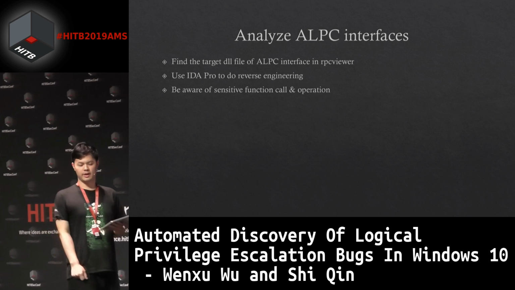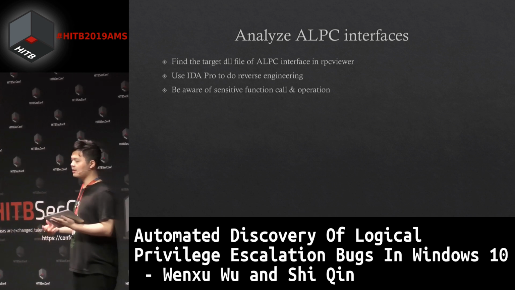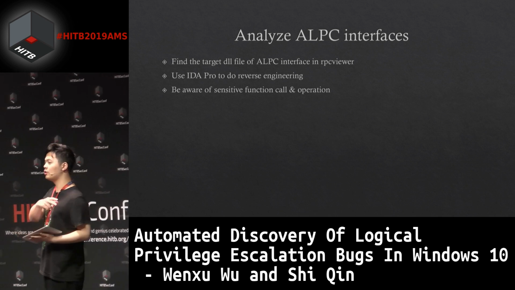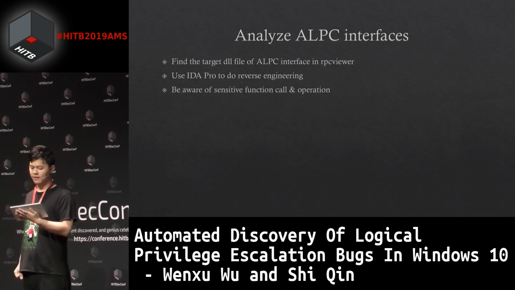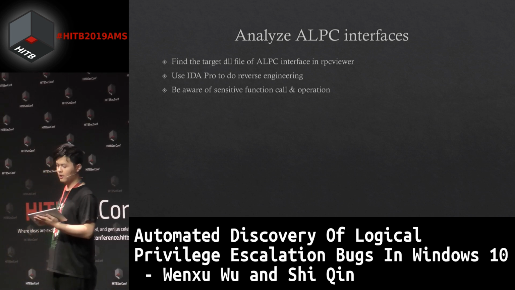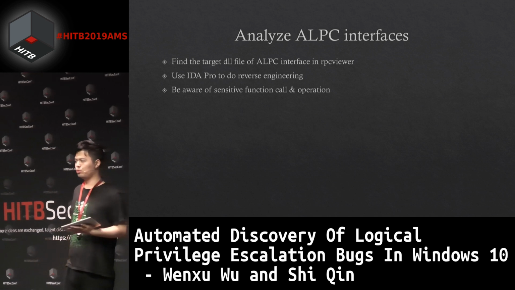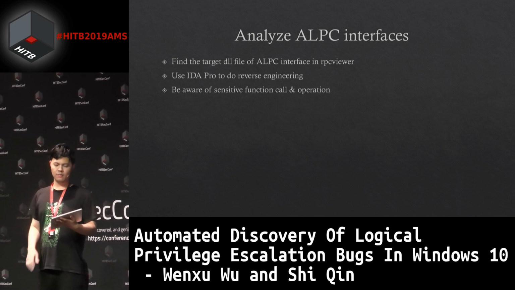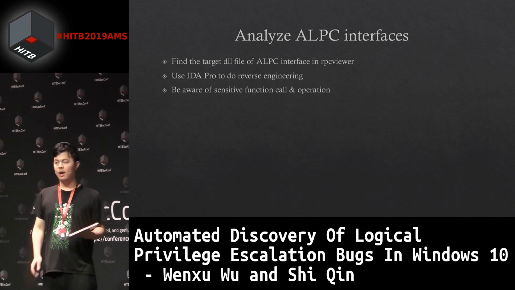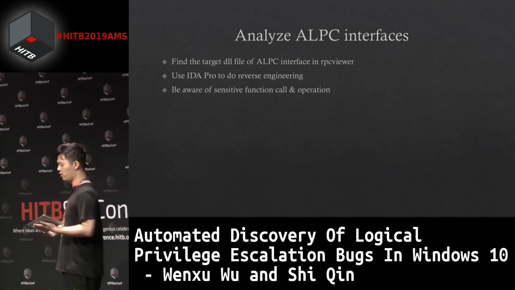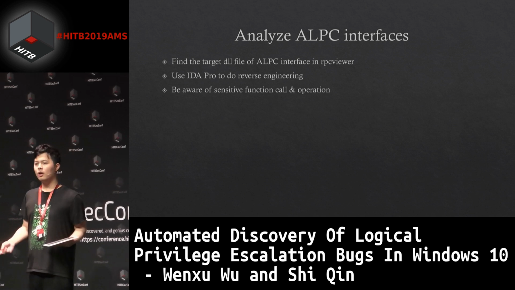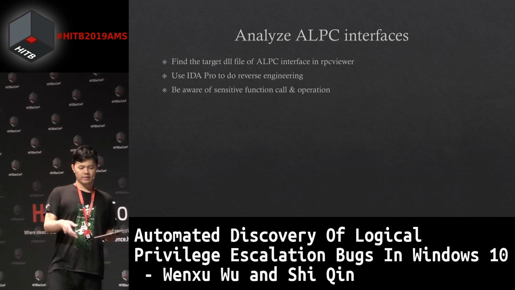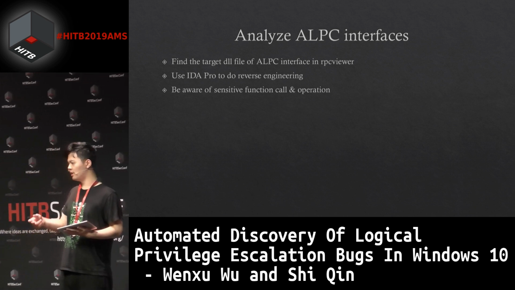So the problem is clear. We need to find the target DLL file which is related to the ALPC interfaces in RPC Viewer and use IDA Pro to do the reverse engineering. You should be aware of the sensitive operations and function calls, that is to say, granting DACL to some file or deleting some file.